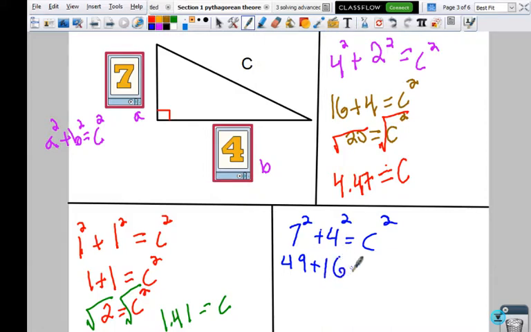Okay, and it's going to equal c squared. 65. It's going to equal 65. So 65 is going to equal c squared.